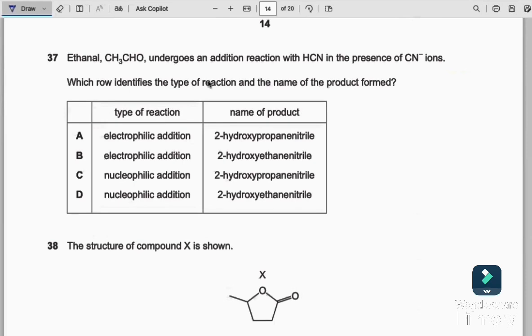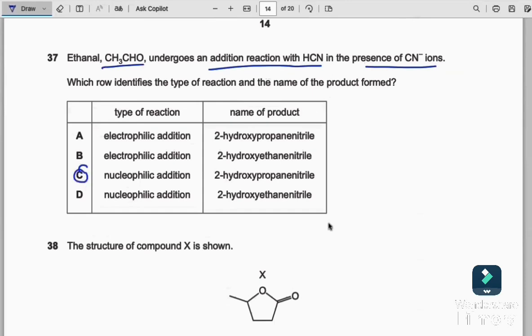Going to question number 37. Ethanal, an aldehyde, reacts in an addition reaction with hydrogen cyanide in the presence of cyanide ions. Which row identifies the type of reaction and the name of the product formed? Okay, so it should be a nucleophilic addition reaction. Nucleophilic addition reaction. So the option should be C.